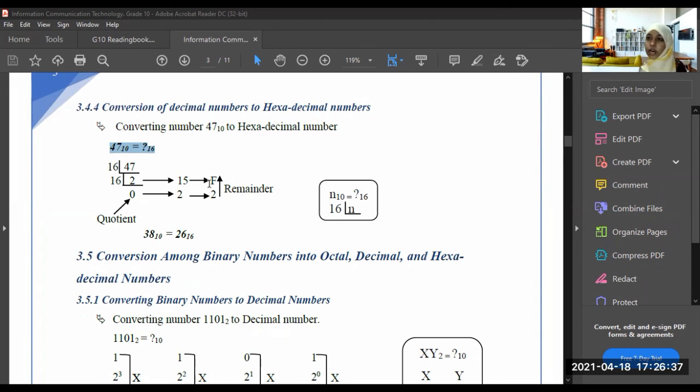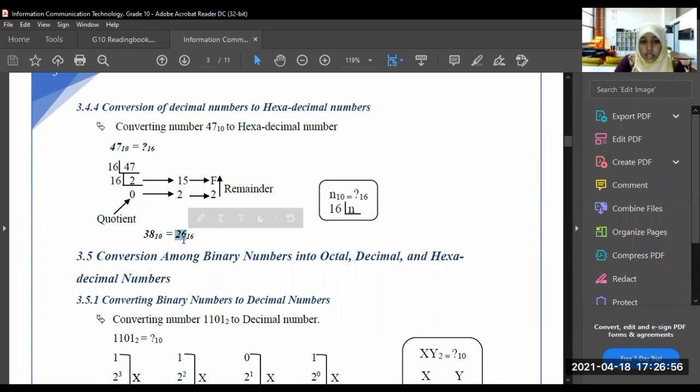Instead of 10, we are using A, then B, C, D, E, F till the 16th one, right? So instead of 15, we are using F, right? And 2 is 2. So the answer is 2F base 16. See here, there is a small correction, okay? It should be 2F here.